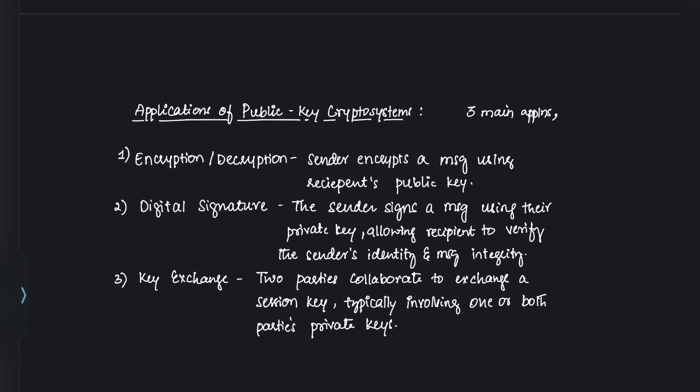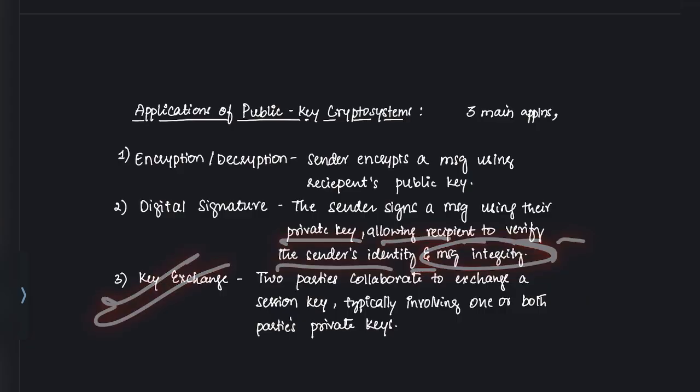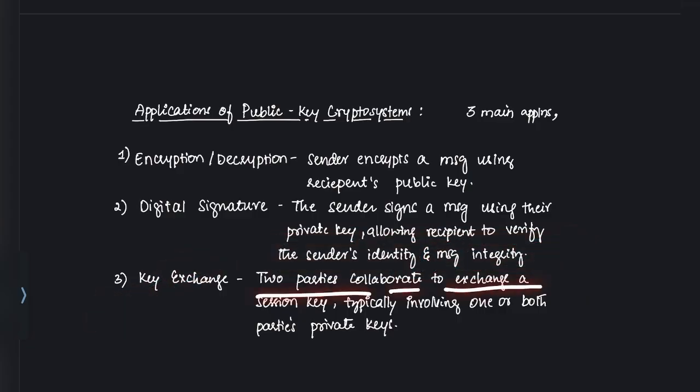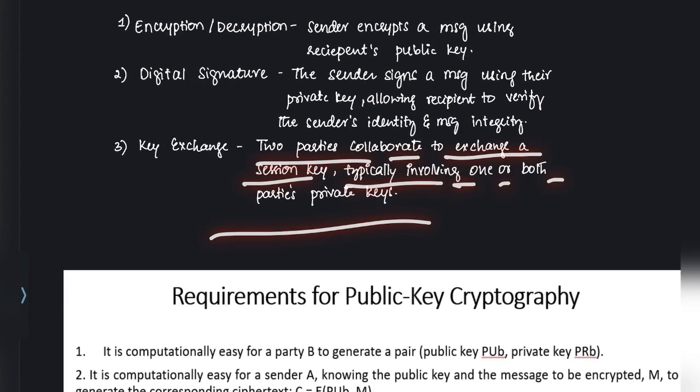So moving on further, we'll look into the applications. First one is encryption and decryption. The sender will encrypt a message using the recipient's public key. Then we have digital signatures. Digital signatures means the sender signs a message using their private key, allowing the recipient to verify the sender's identity and message integrity. Then we have key exchange. In key exchange, two parties collaborate to exchange a session key, typically involving one or both parties' private keys.